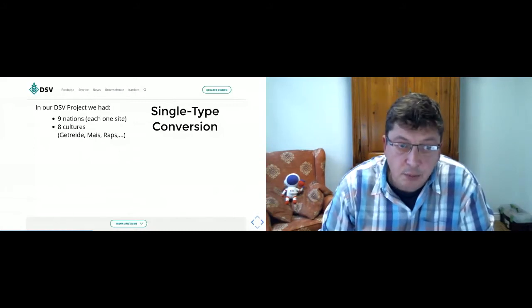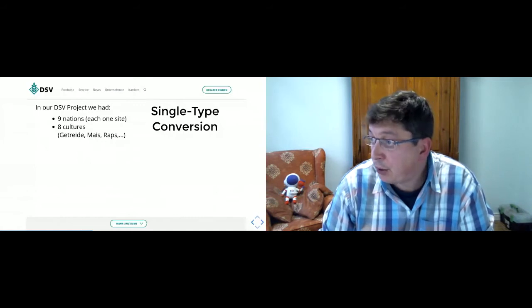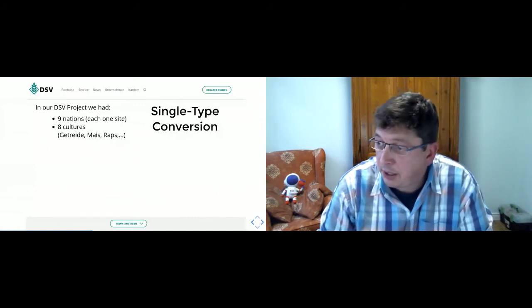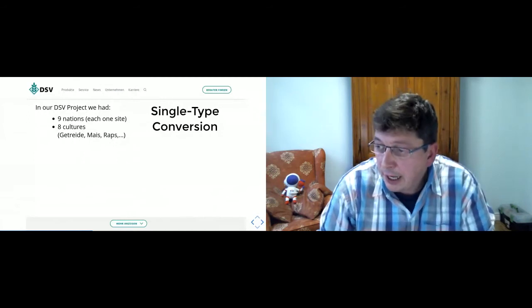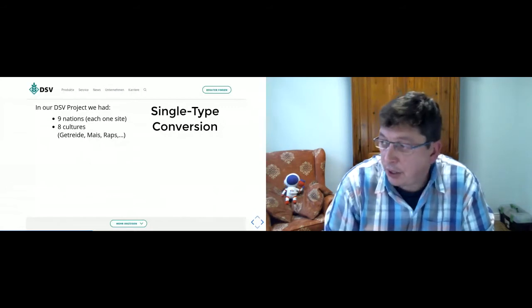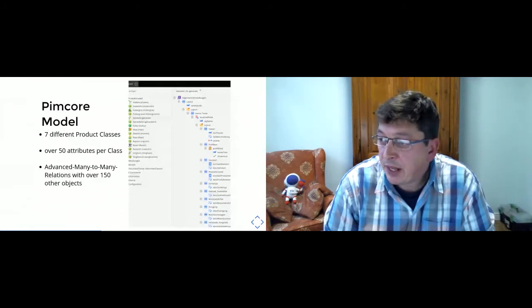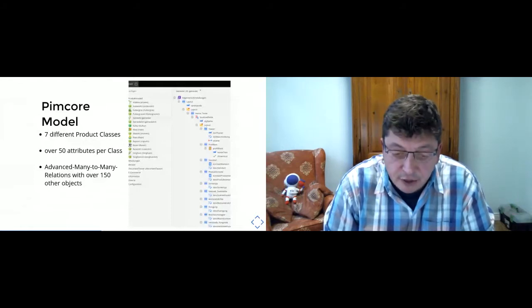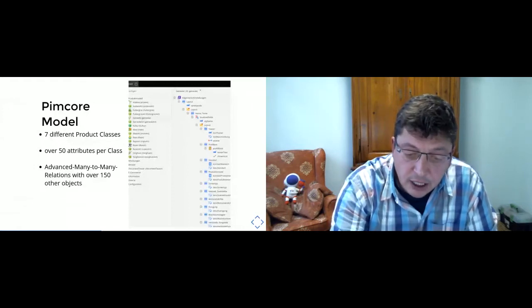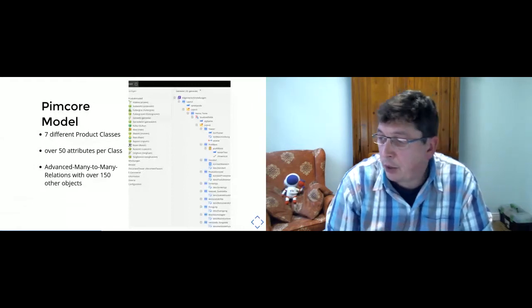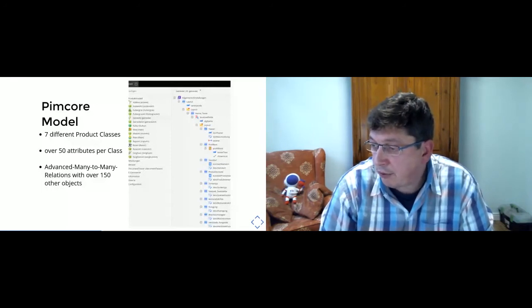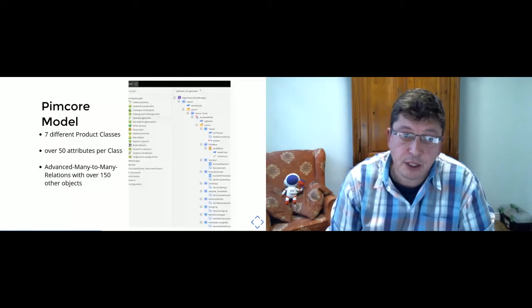And we also modeled that with PIMCore, of course, with 7 different product classes. So we already made the decision to do different product classes because the differences were too big. And each of the classes had, as I told you already, over 50 attributes. You can see here on the screen on the right side. And now I've heard a lot about classification store and also a lot about object bricks. Both didn't work for us. We had to manage these configurations with advanced many-to-many relations. And you see here advanced many-to-many relations with over 150 objects.